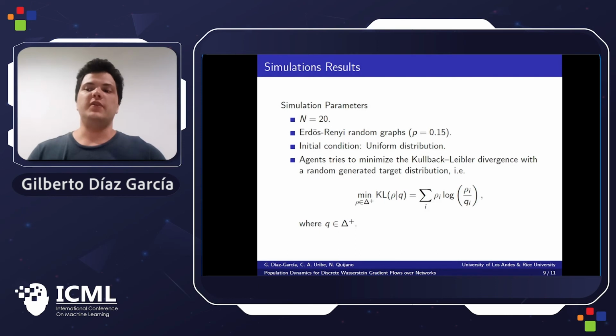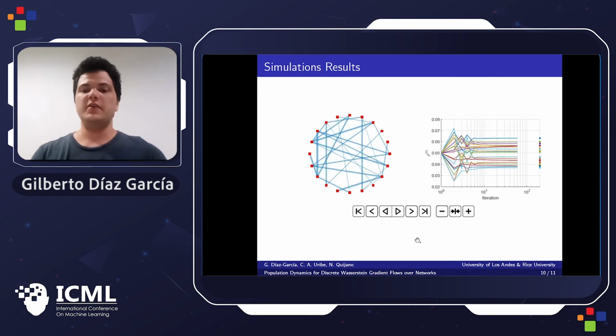To illustrate the performance of this algorithm, we try to transform a uniform distribution into a random distribution Q by minimizing the Kullback-Leibler divergence between them. Also, these distributions are supported on an Erdős–Rényi graph with 15% probability of connecting two nodes. Here it can be noticed how the agents move towards the distribution Q, which is represented by dots at the end of the plot. But instead of exchanging mass arbitrarily, they use the edges of the graph plotted at the left side of this slide.